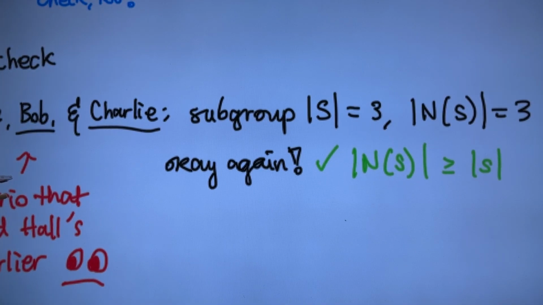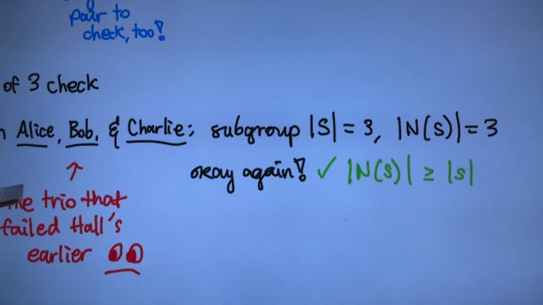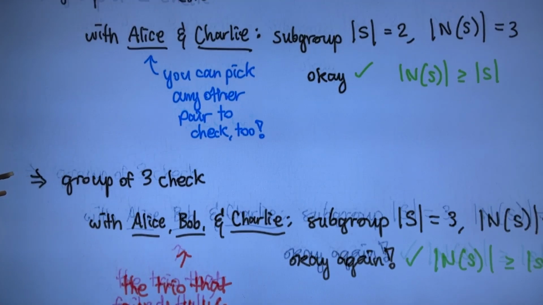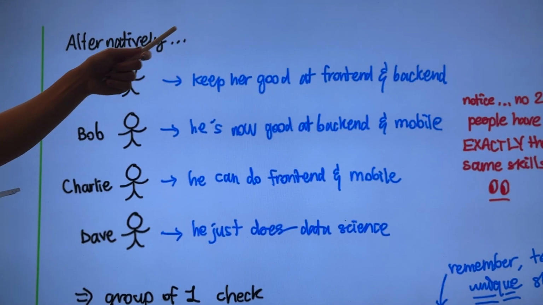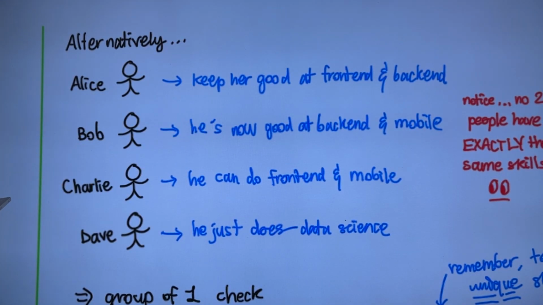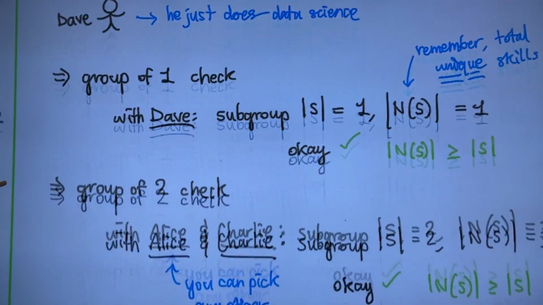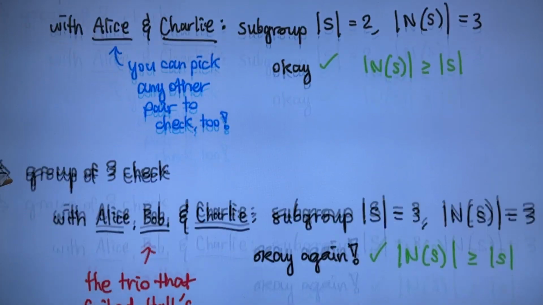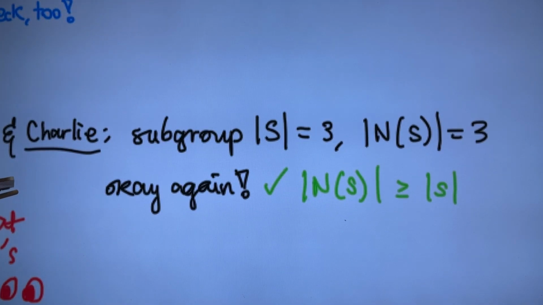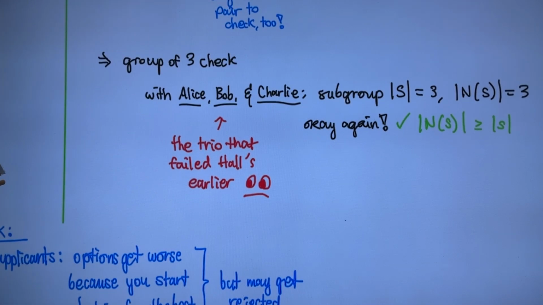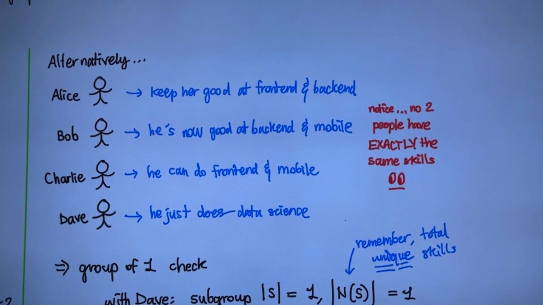Here we have a subset. Absolute value of that is 3 because we're looking at 3 people. And then the size of their neighborhood is also 3 because, again, front end, back end, mobile, no double counting. So that is the number of unique skills they collectively offer. So in this case, is the size of the neighborhood greater than or equal to the size of the subset? Yes, because 3 is definitely greater than or equal to 3. So this is also okay. Therefore, because you see that all these little groups work, we know that Hall's condition must be fulfilled for this.